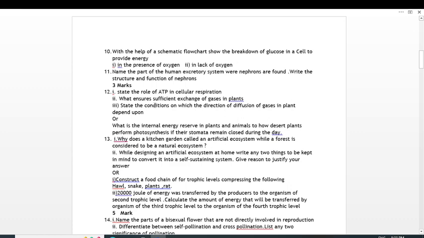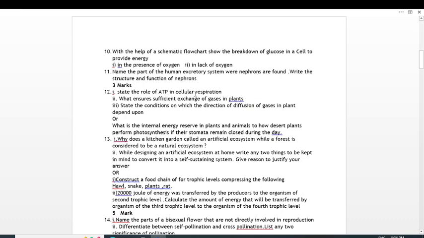Next one is what ensures sufficient exchange of gases in plants. So what are the structures which help in gaseous exchange in plants? Yes, stomata. So you want to say about the stomata. Next one, state the conditions on which the different direction of diffusion of gases in plants depend on. Okay, so you know that very well.